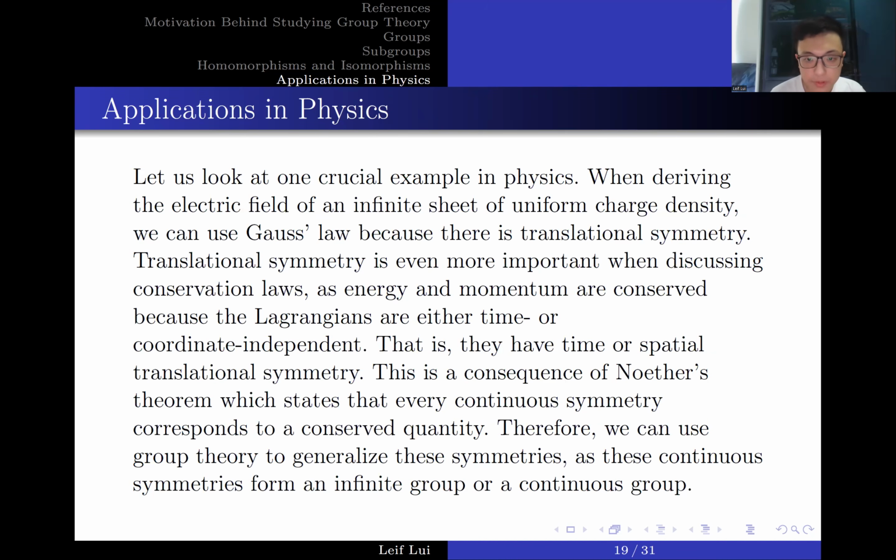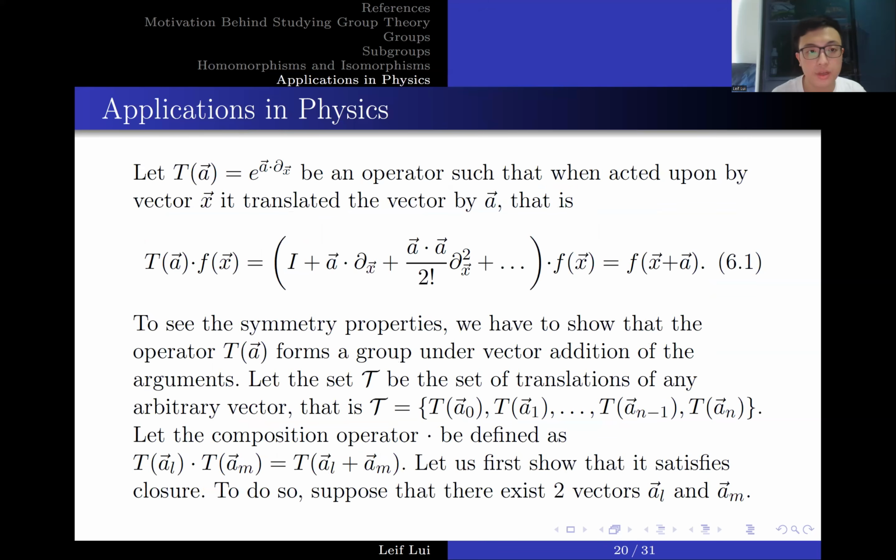a conserved quantity. Therefore, we can use group theory to generalize these symmetries, as these continuous symmetries form an infinite group, or a continuous group. So let T(a) be e^(a · ∇). Basically, this is the gradient. So this is an operator which, when acted upon x, translates the vector by a.